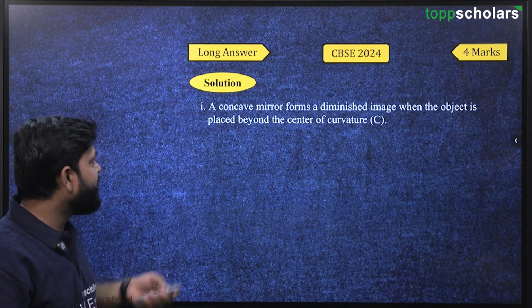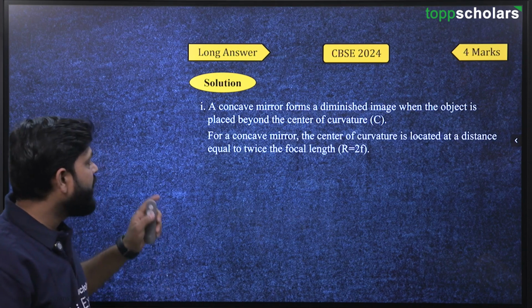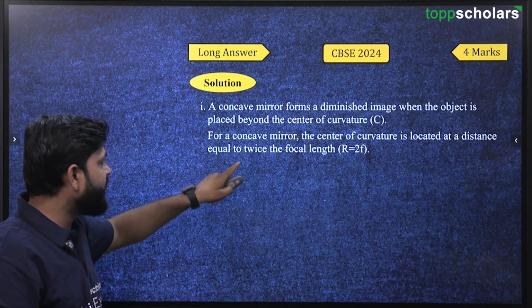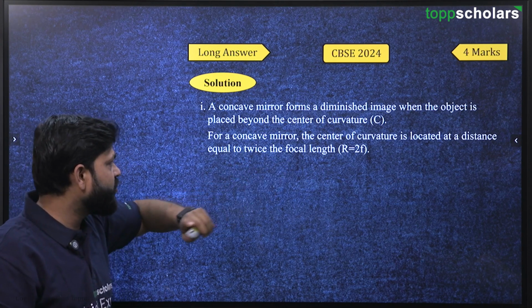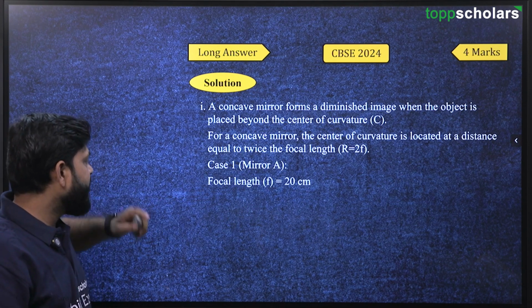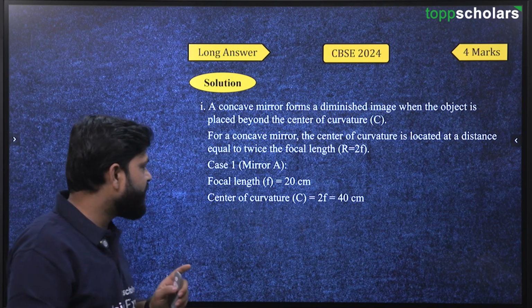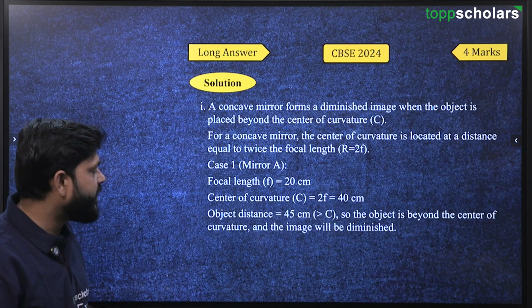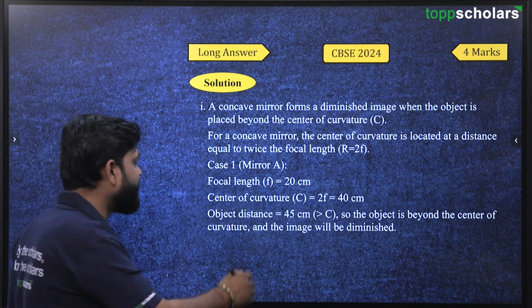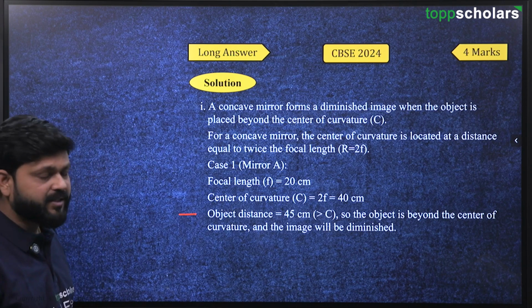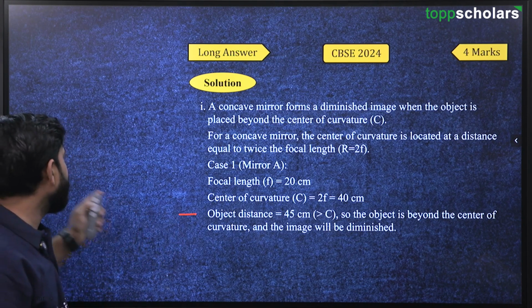Now, the second part: for a concave mirror, the center of curvature is located at a distance equal to twice the focal length, that is R equals 2F. Now, in case 1, we have a focal length of 20 centimeter and the center of curvature is 40 centimeter. The object distance is greater than C. We have seen that.